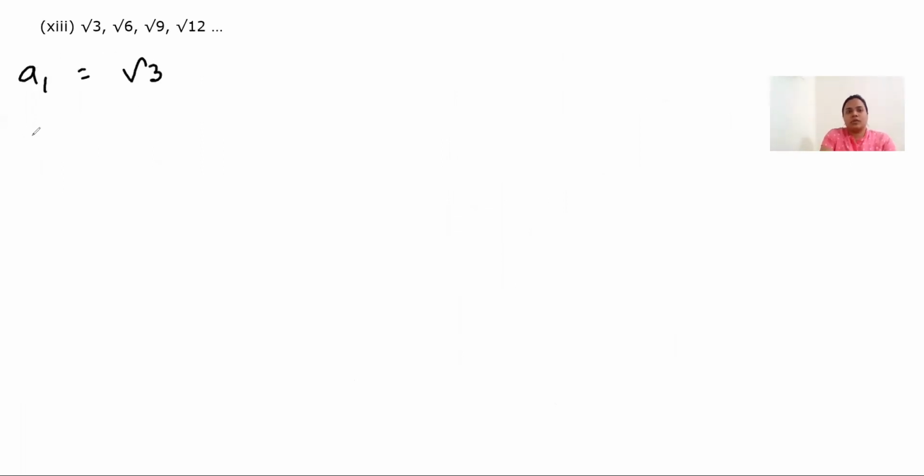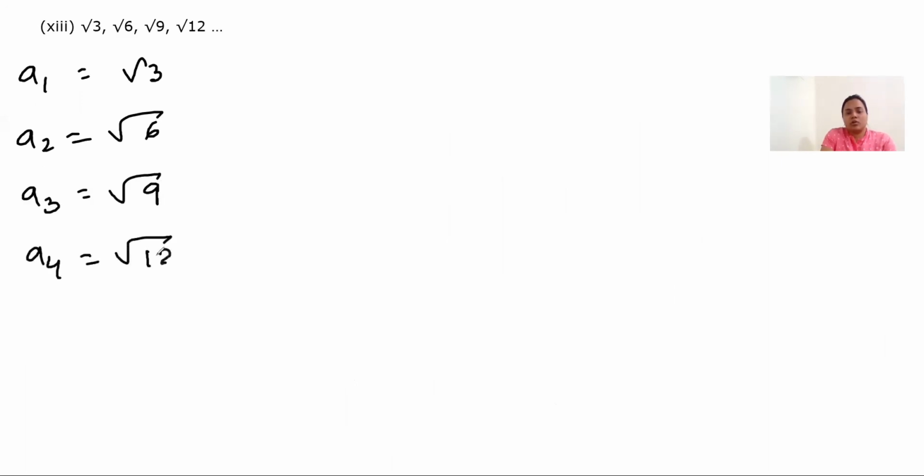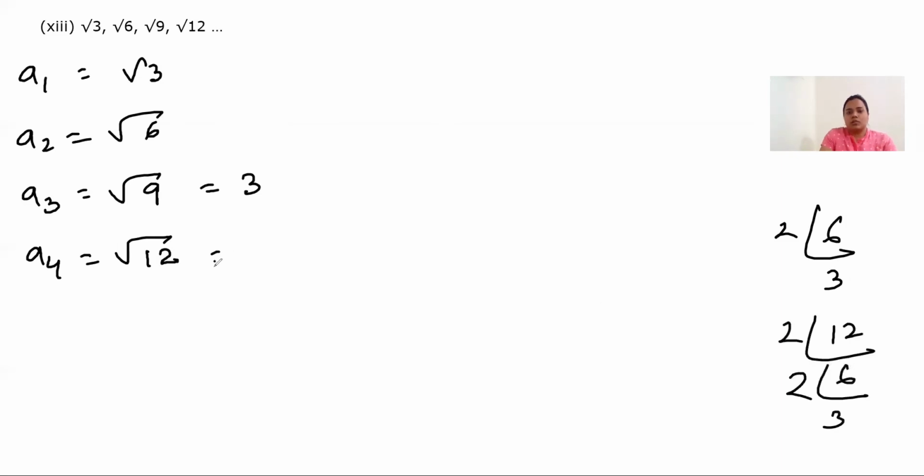A1 is root 3, A2 is root 6, A3 is root 9 and A4 is root 12. We cannot do anything in this because if I factorize 6, this will be 2 and 3. There is no pair, we cannot take it out, so it will remain as it is. Root under 9 can be written as 3 and root under 12 can be written as 2 2 3s. This can be written as 2 root 3.